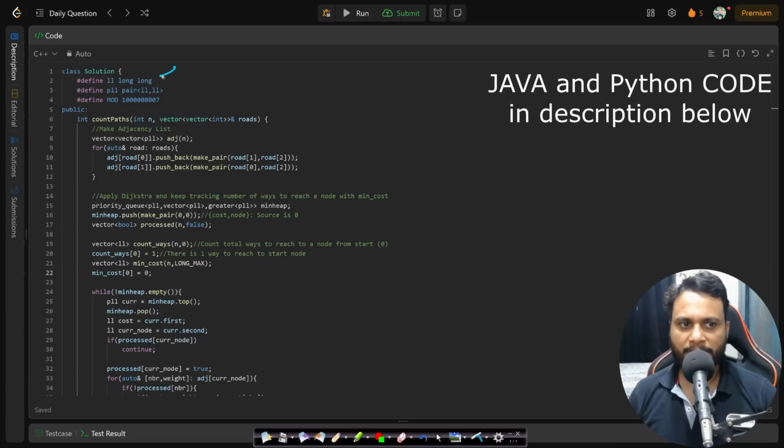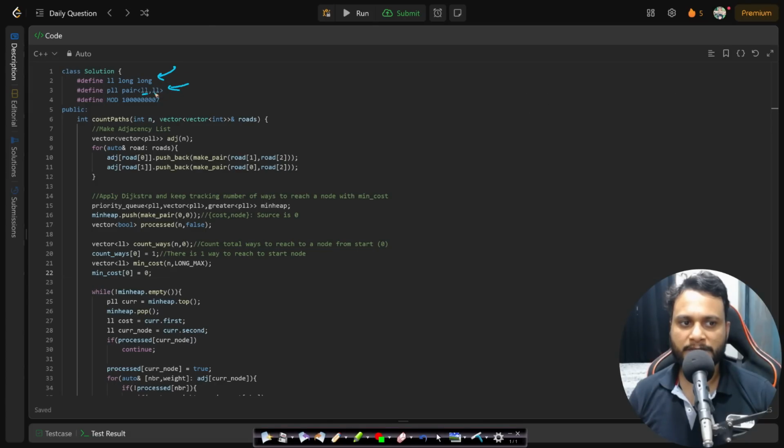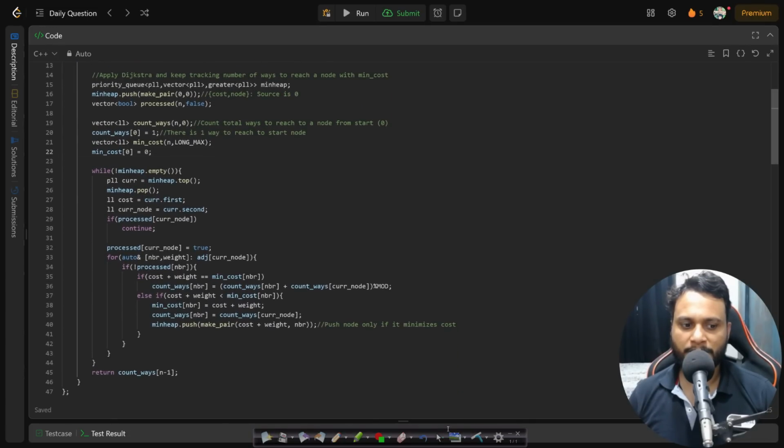In this problem, I will be taking 64-bit integer long, and I will be taking pair, which is long integer pair, and the mod of 10 to the power 9 plus 7. Now, in our main function, we are given the number of vertices and all the edges. So I'll be building an adjacency list using a list of list, and simply add all the bidirectional edges. After doing that, we will be applying the Dijkstra algorithm. So let me show you the entire code at one place.